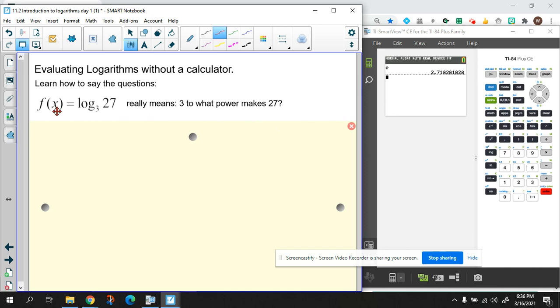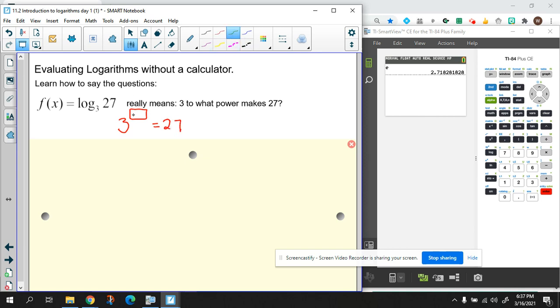So when they say y equals or f of x equals log base 3 of 27, what it really means is 3 to what power would make 27? So you're more familiar with looking at exponents. 3 to some power needs to make 27.